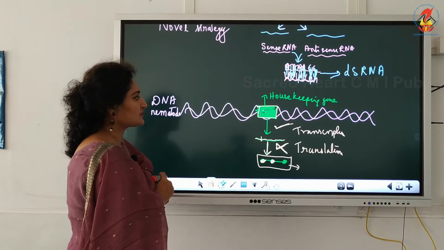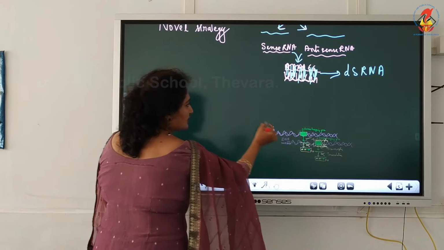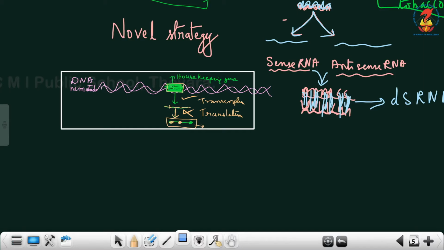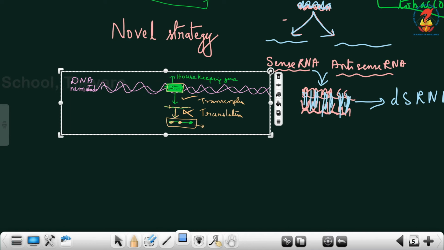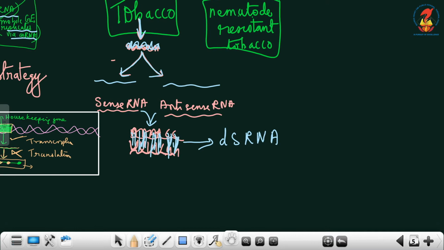How was it blocked? Now a continuation with the previous step. So let me minimize this. This is occurring inside the nematode. What I showed you now is inside the nematode that I have shrunk. Now this is inside the nematode. I am writing here inside the nematode what had happened. And earlier what I have depicted till dsRNA is what is happening inside the tobacco. This is what happened in the tobacco.